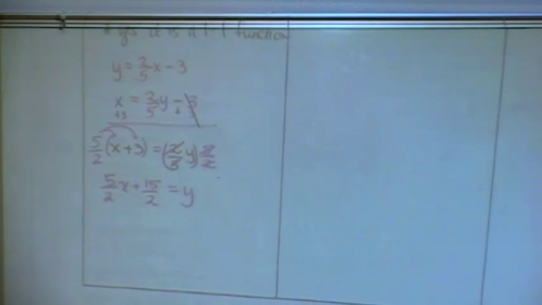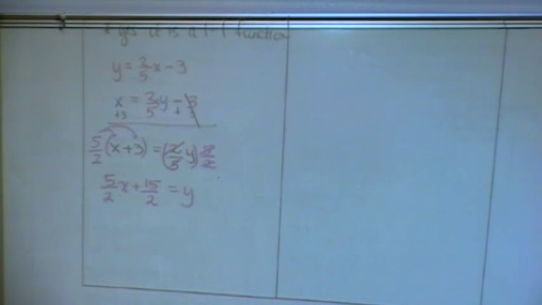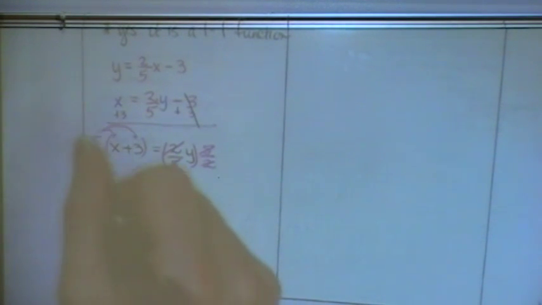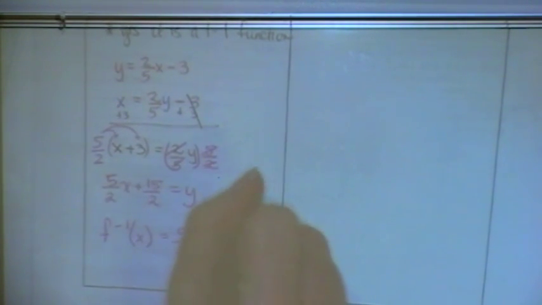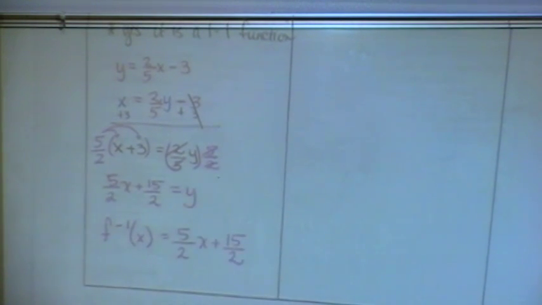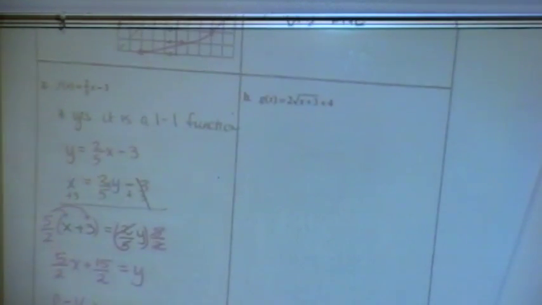And the last thing you have to do, because this is a one-to-one function, you have to put the f to the -1 notation back on it, so that we know that this is the inverse. Everybody okay? Any questions? Like I said, this should be pretty much repeat.